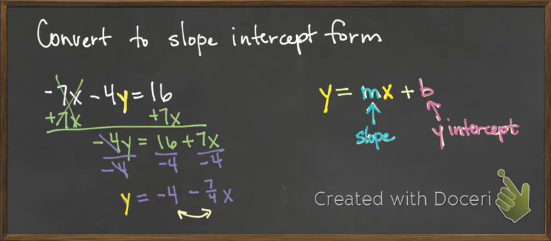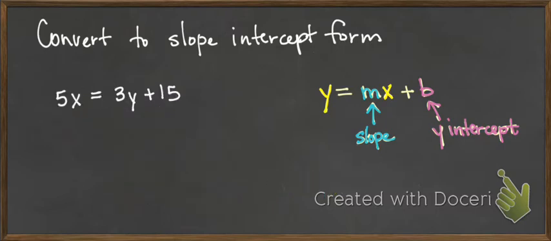So this becomes y equals, let's move that negative or minus 7/4 x to the front. Make sure you pull in that minus sign, and this negative or minus 4 to the end. Now we have it in slope-intercept form. So we can see our slope is -7/4, and our y-intercept is -4.